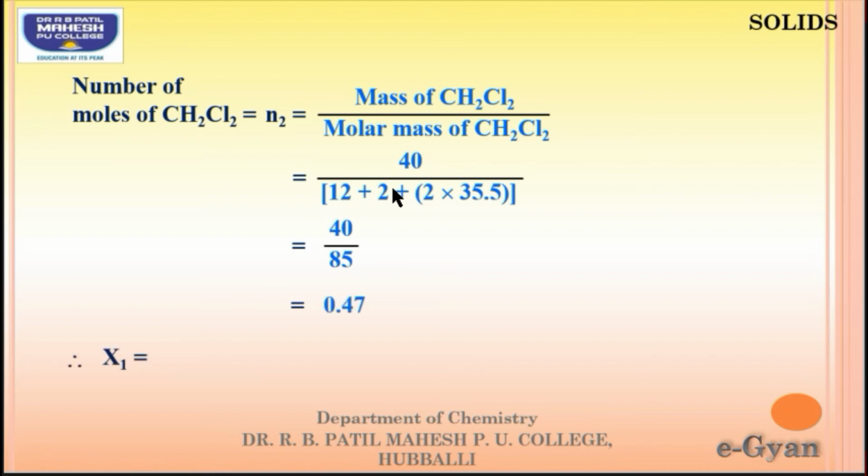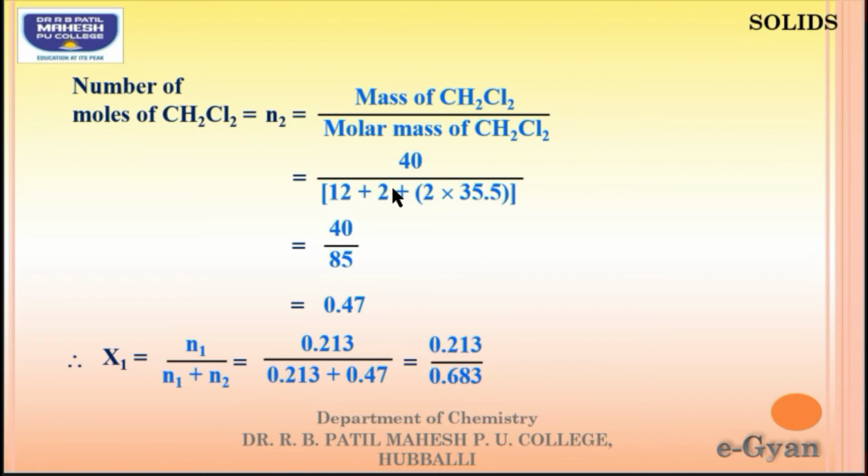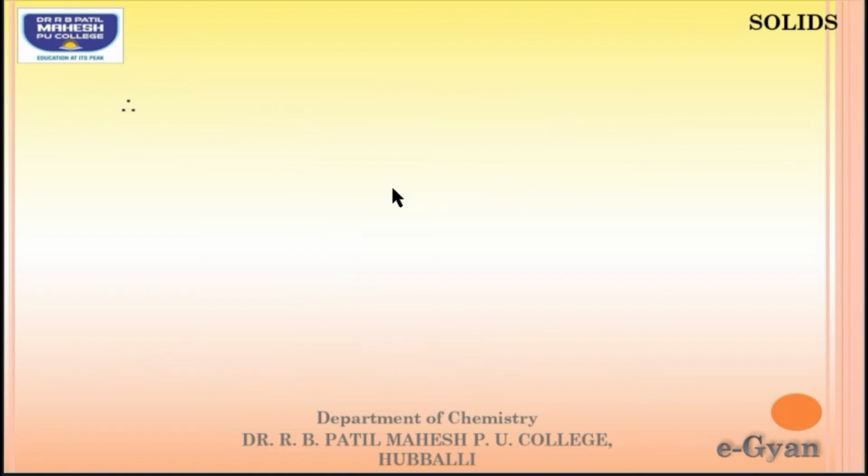Therefore, x1 is equal to n1 divided by n1 plus n2, the mole fraction of chloroform, 0.213 divided by 0.213 plus 0.47, that is equal to 0.213 divided by 0.683, value equal to 0.31. What about x2? x2 I can calculate directly because x1 plus x2 is equal to 1. So x2 is equal to 1 minus x1. That is 1 minus 0.31 is equal to 0.69.